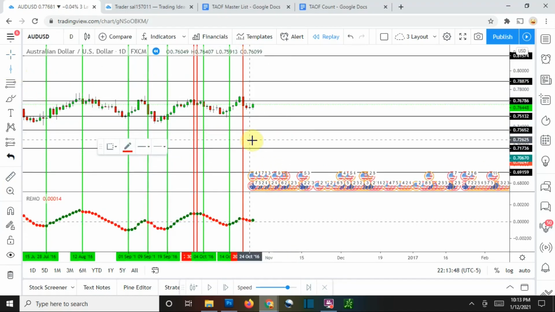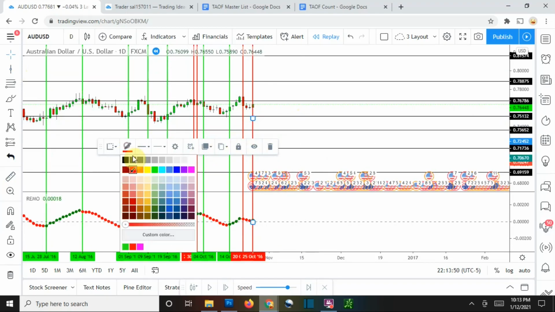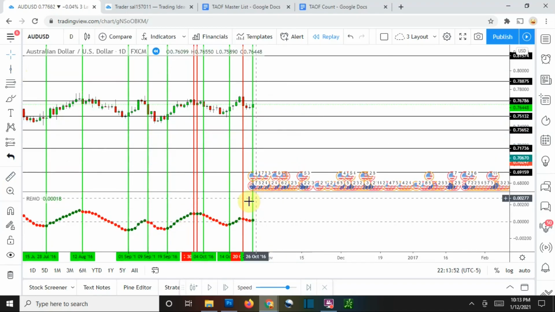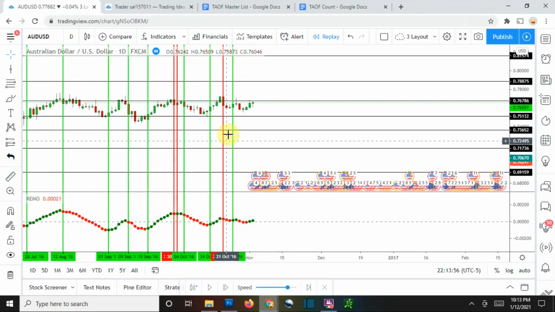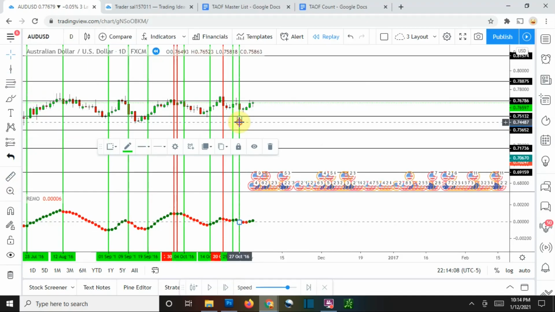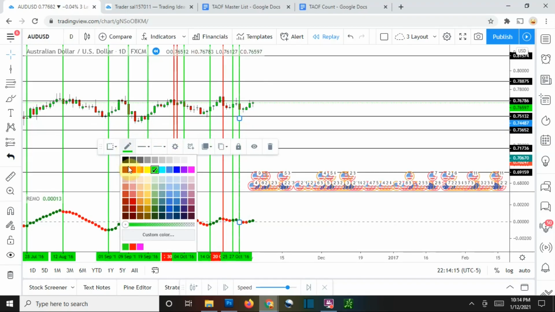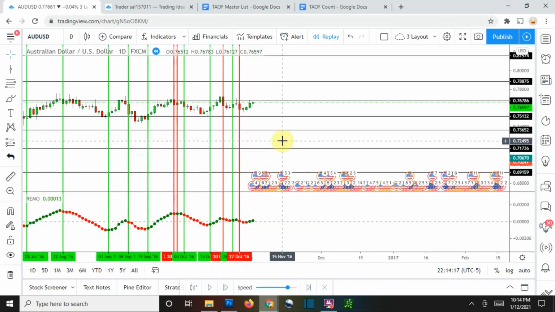Let's see here. There. Man, it's these choppy areas. Those are the ones that are just beating up the win rate.